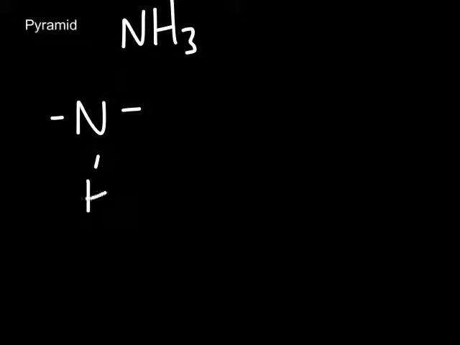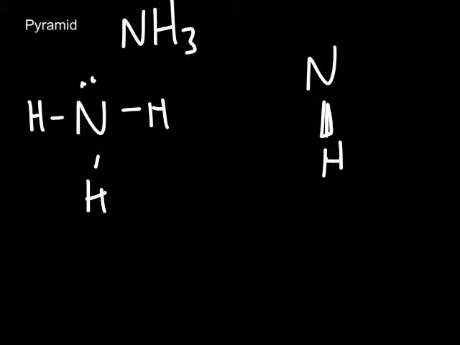The next is the pyramid shape, and a really good example of this is NH3. We have the normal Lewis structure that looks like this. Remember, hydrogen doesn't have any extra electrons on it, and it has the lone pair at the top. So with a pyramid molecule, we get this shape that looks kind of like this, with that lone pair at the top.